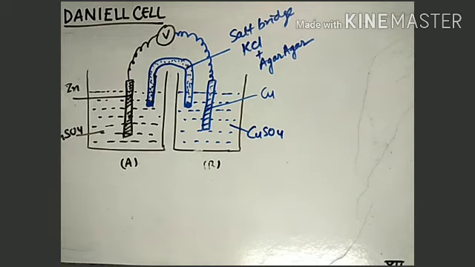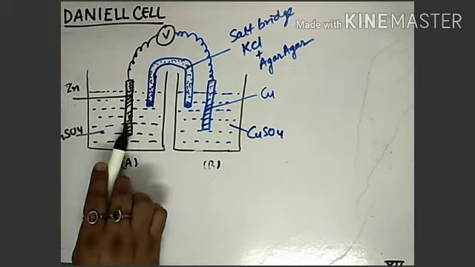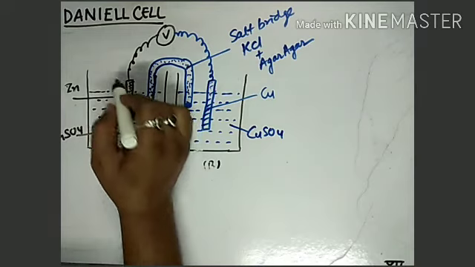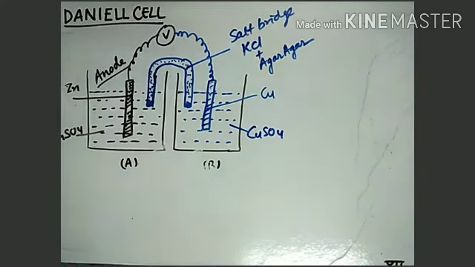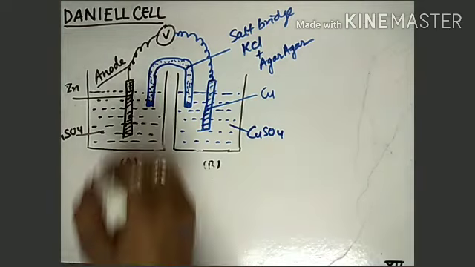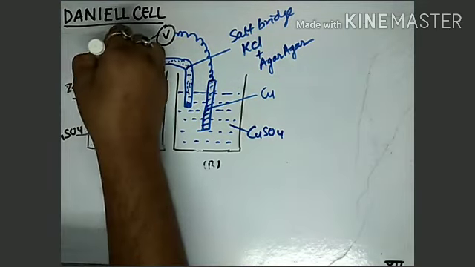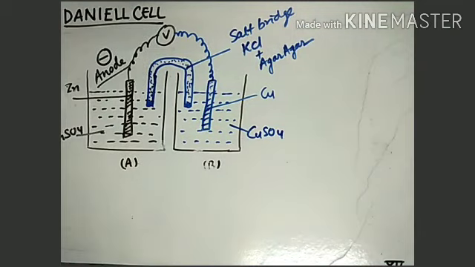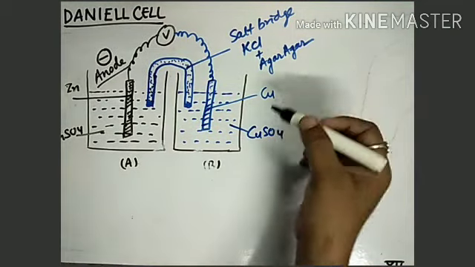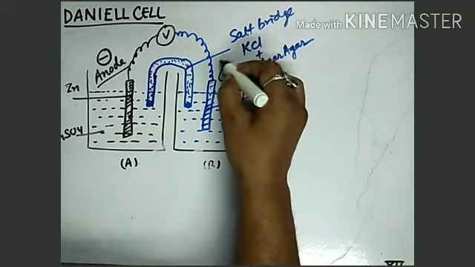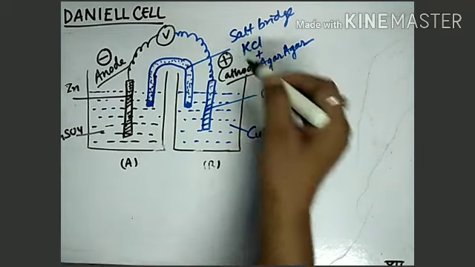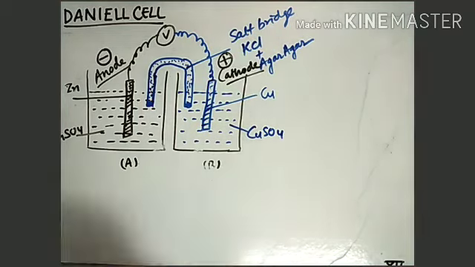Here you can say that the zinc rod works as the anode, and in this electrochemical cell it is the negatively charged electrode. On the other hand, we have the copper rod. It works as the cathode, and it is the positively charged electrode. So this is the basic construction of the Daniell cell.